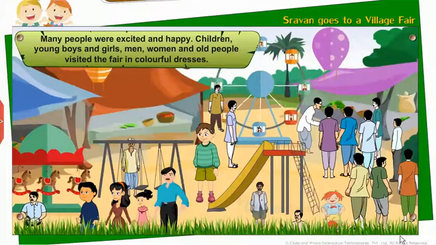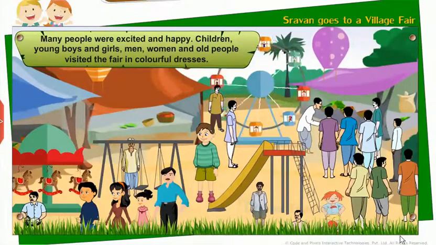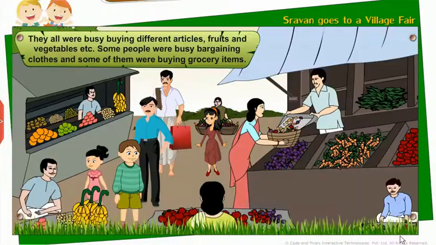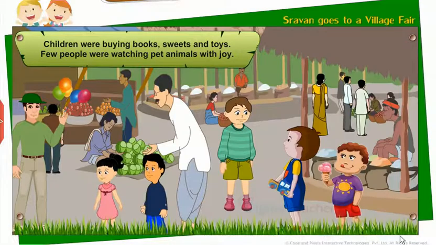Children, young boys and girls, men, women and old people visited the fair in colorful dresses. They all were busy buying different articles, fruits and vegetables, etc. Some people were busy bargaining clothes and some of them were buying grocery items. Children were buying books, sweets and toys. Few people were watching pet animals with joy.